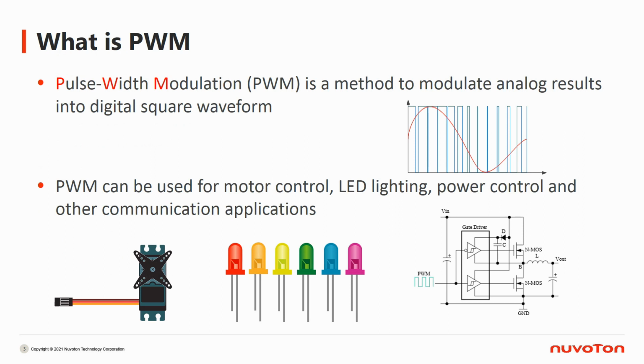PWM stands for pulse width modulation. It is a way to control analog devices with a modulating digital output. Usually, we use digital way to control a GPIO pin, which is either on or off. However, if we don't want to control it just by on and off, we can use PWM to control the level of it.